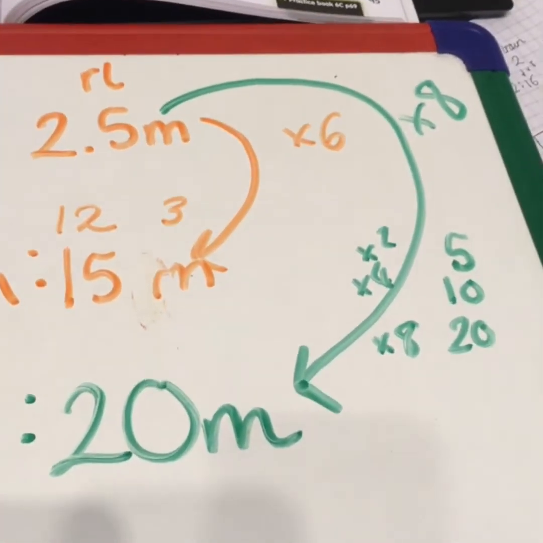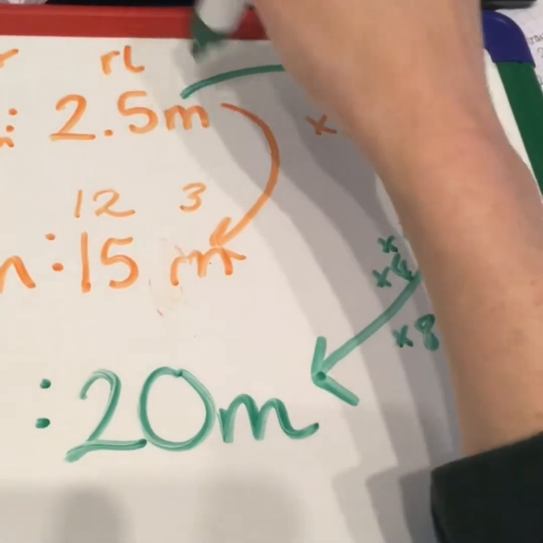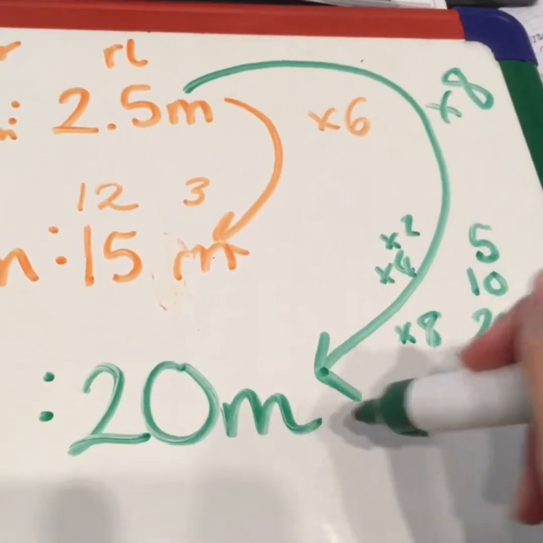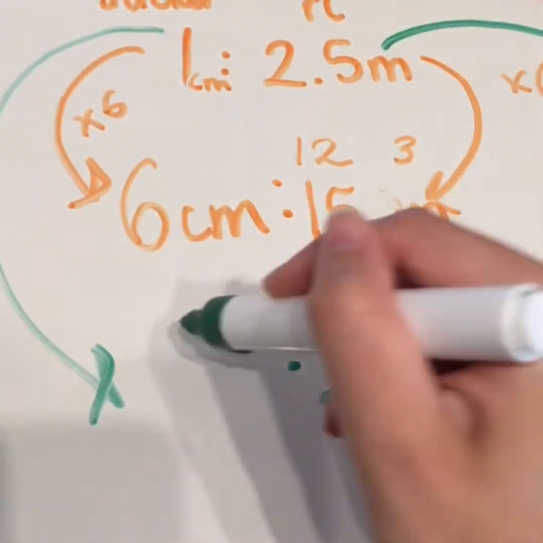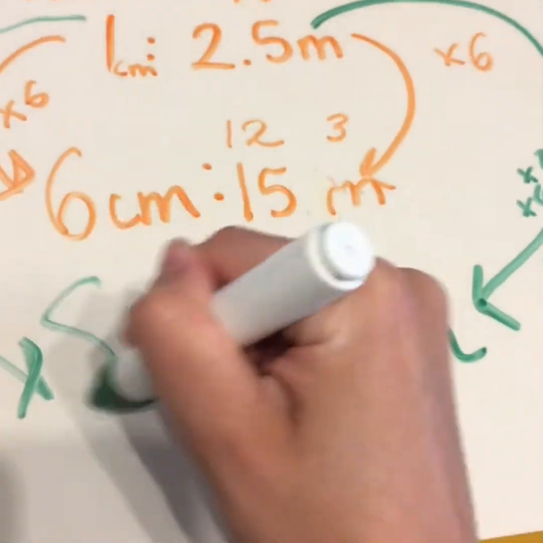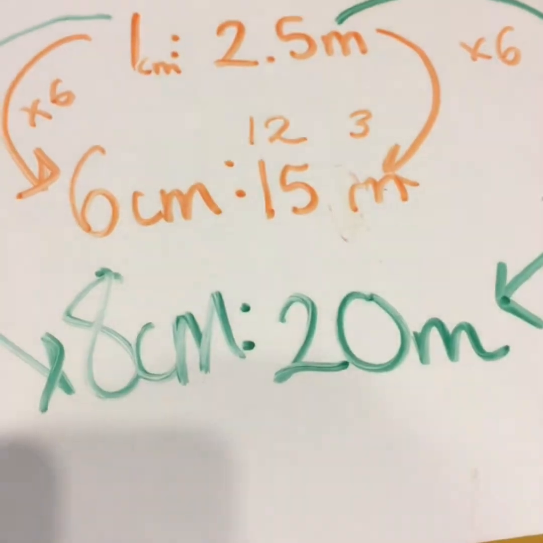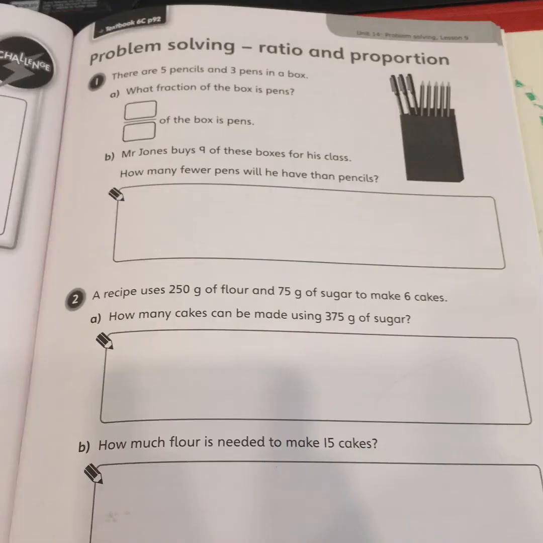So I know that I've timesed the real life ratio by 8 to get to 20 metres. So I also need to times this one by 8. 1 times 8 is 8 centimetres. Okay, now we're going to have a go at our textbooks. So you are on page 69, problem solving, ratio and proportion. So pause the video and have a go.